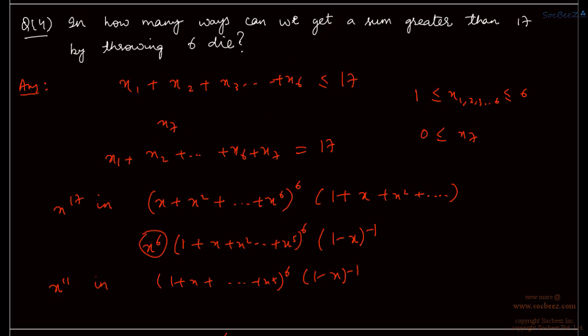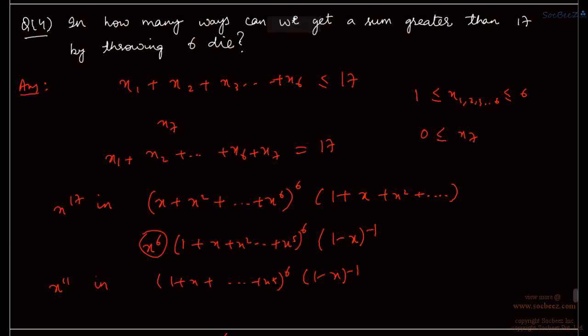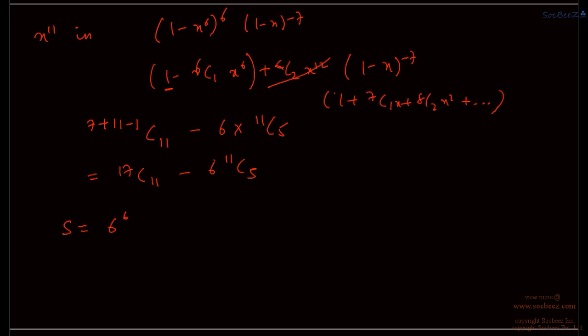But this is my total number of ways in which the sum is less than or equal to 17. So the dummy variable can now be excluded. This is the total number of ways in which the sum is less than or equal to 17. So for the sum to be greater than 17, what I have to do is, total number of cases is actually 6 power 6. So I'll just grab this by n here instead of s.